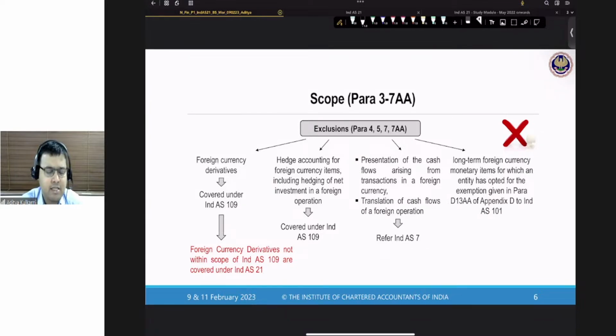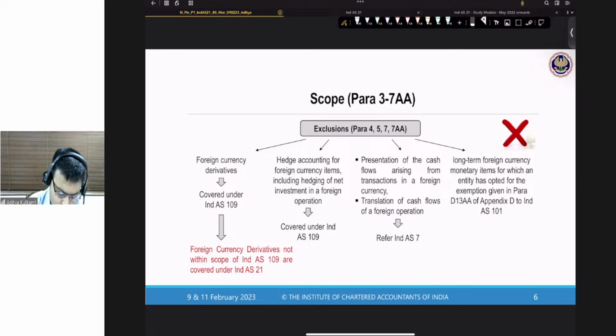Cash flow presentation, translation. How do you present in the cash flow statement? How do you translate cash flows of a foreign operation? All of that goes under Ind AS 7. So those are the obvious exclusions. And long-term foreign currency monetary items for which exemption is opted. This one you will come to know when you do Ind AS 101.